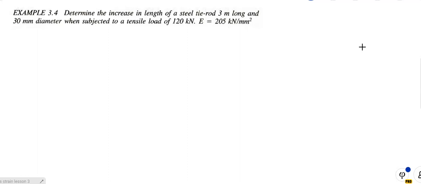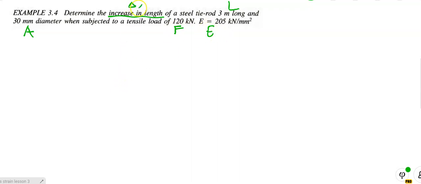It wants us to determine delta L. That's what it wants us to determine. And L is in the formula, and from the diameter we are going to get the area. F is given, and of course E is given.